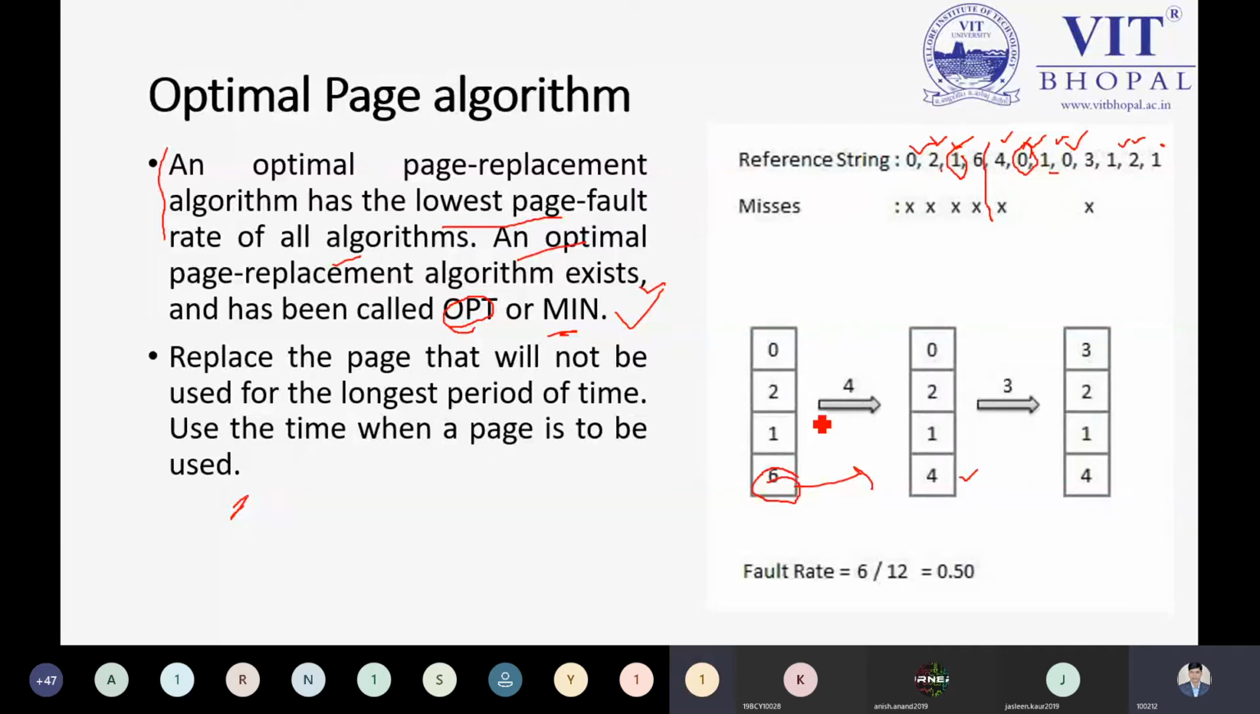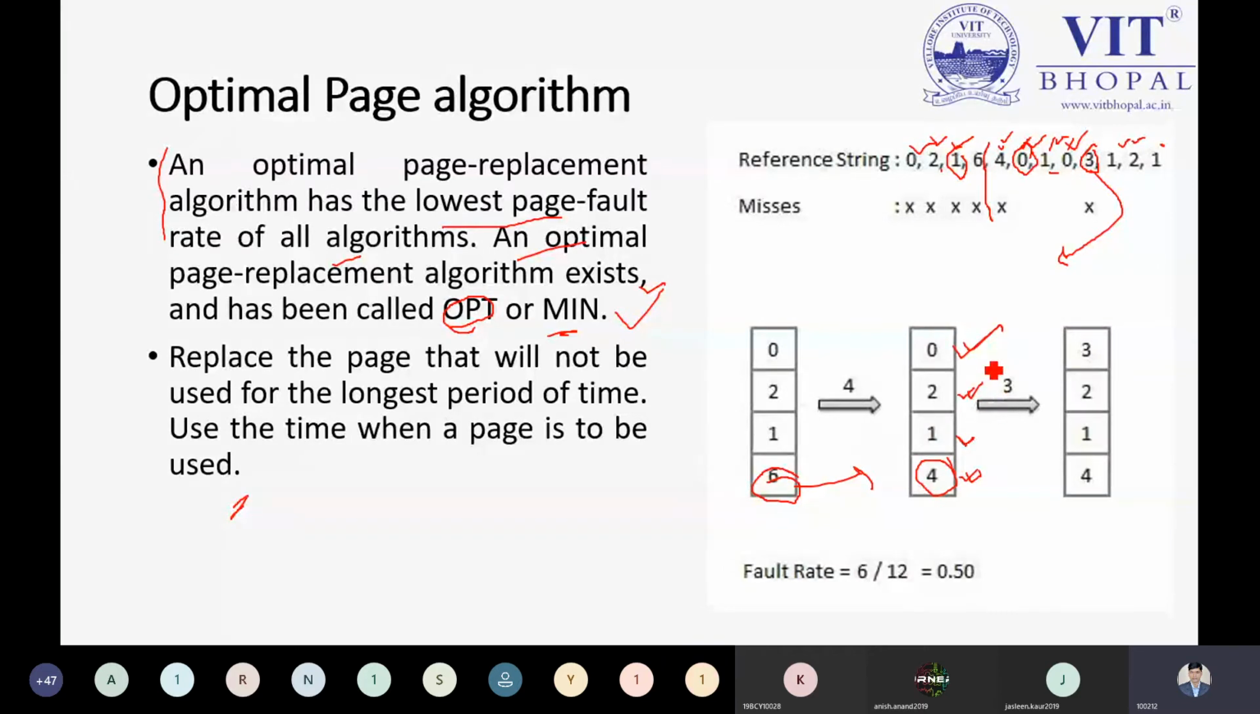So keep in mind the pages 0, 1, 2, 6. Among 0 1 2 6, which will be replaced? Definitely 6 will be replaced by 4, because 4 is coming next time. That will be replaced without any doubt, because 0 will come, 2 will come, and 1 will come. Next, 0 is already here, 1 is already here. But when taking 3, you can see 1 and 2 will come. So 0 will come, 2 will come, 1 will come, and 4.